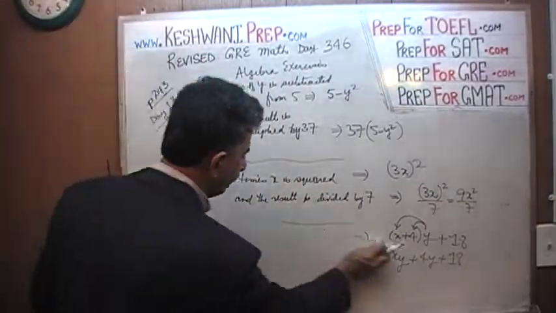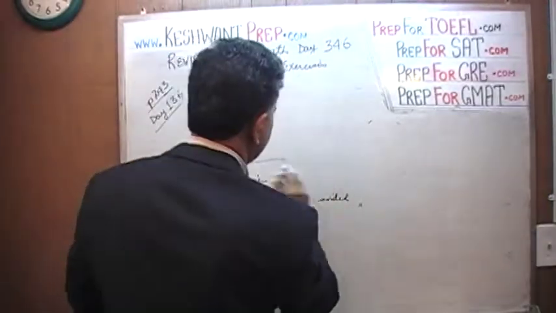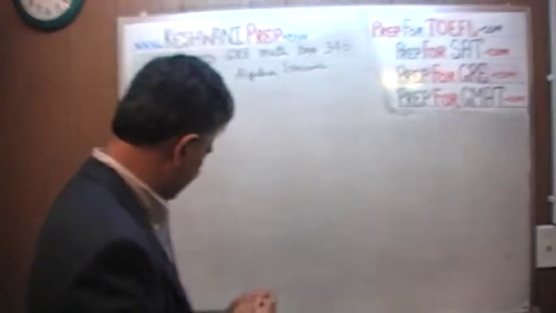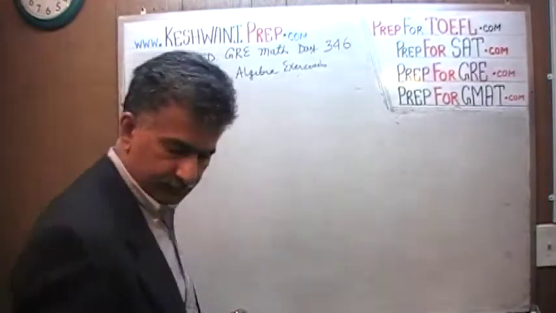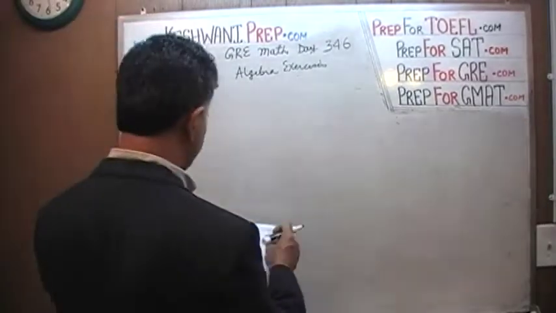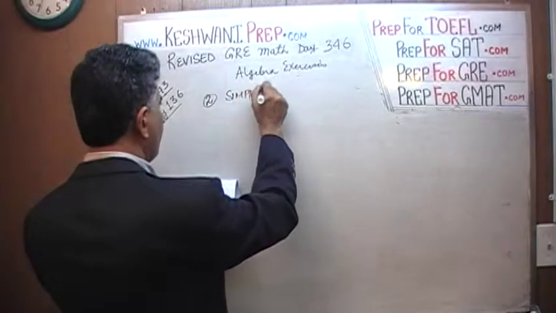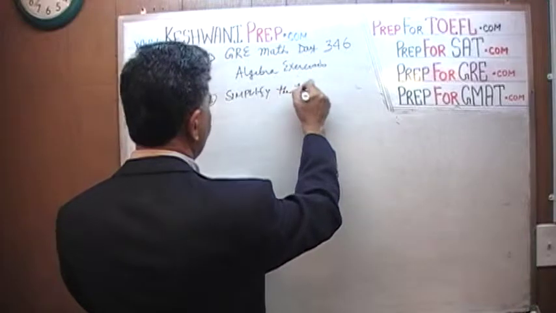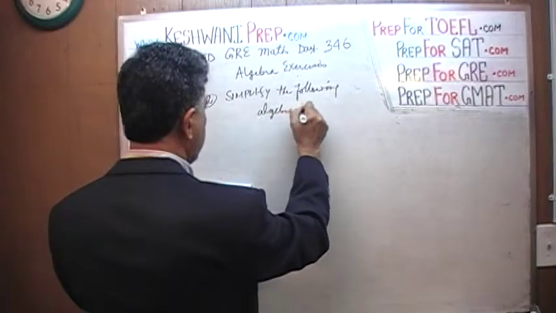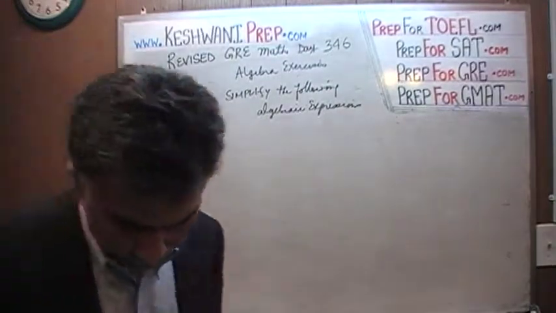Anyway, number 2. Problem number 2. I'm going to change the markers. This one is too light. Problem number 2 simply asks us to simplify things. Simplify the following algebraic expressions. Let's see the first one we have.